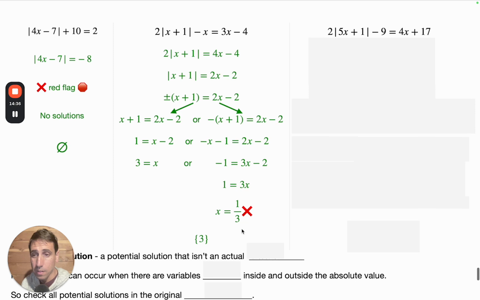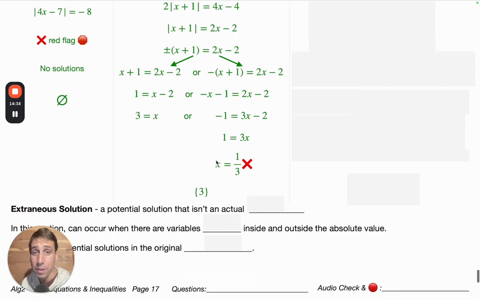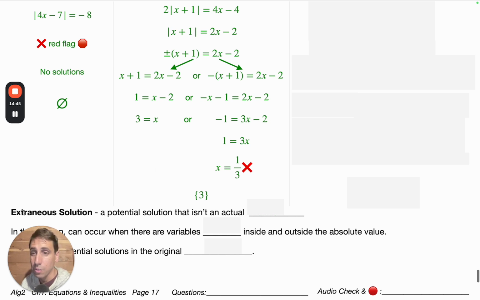So we have to cross this out and not report it as one of our solutions. Here's a new idea. The new idea is called an extraneous solution. This is a real solution, and this one over here is the extraneous solution. An extraneous solution is a potential solution that isn't an actual solution.